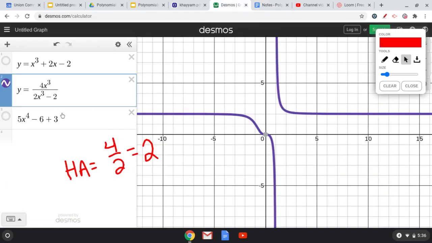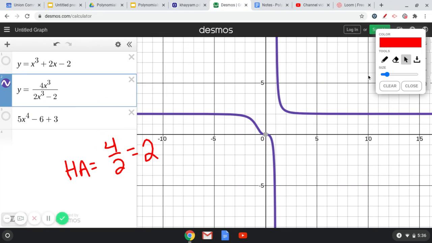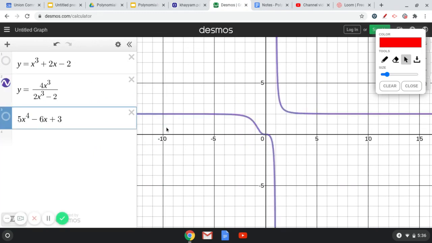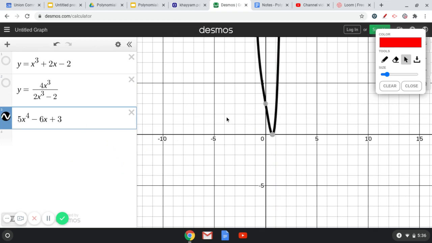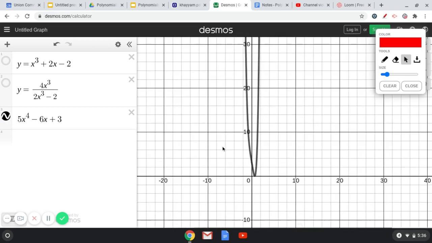Okay, now this last polynomial, 5x to the 4th minus 6x. And we got this. This is also what I was talking about with the roots. This only has 1 root here, even though it's degree 4. It could have 4, which means it has 1 real root and 3 complex roots. Okay, so I can zoom out so you can see, where does y go as x approaches infinity? As x goes right, y goes to infinity, and as x approaches negative infinity, y also goes to infinity.